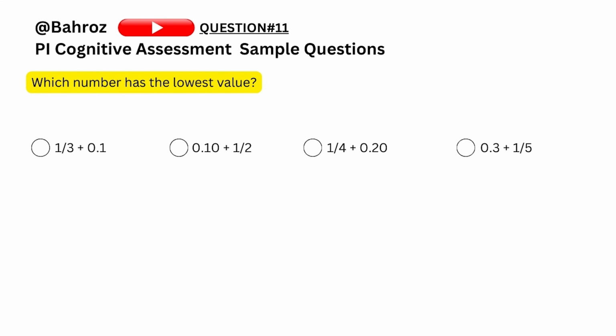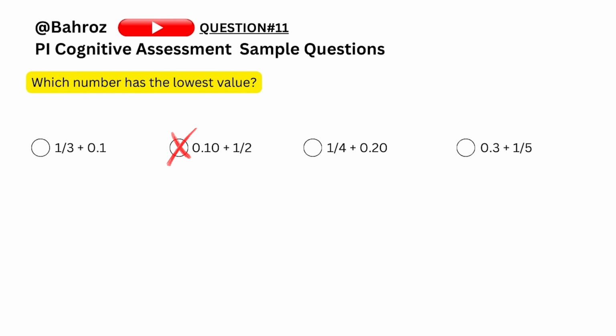Now question 11, which number has the lowest value? Let's compare in couples. Let's start first with option A and option B. Here option A is 1 by 3 plus 0.1. 1 by 3 is 0.33, which makes 0.33 plus 0.1 as 0.43. While option B is 0.1 plus 1 by 2. 1 by 2 is 0.5, which is half. So 0.1 plus 0.5 makes it 0.6. So clearly option A is lowest among the two, and hence we will cross option B.